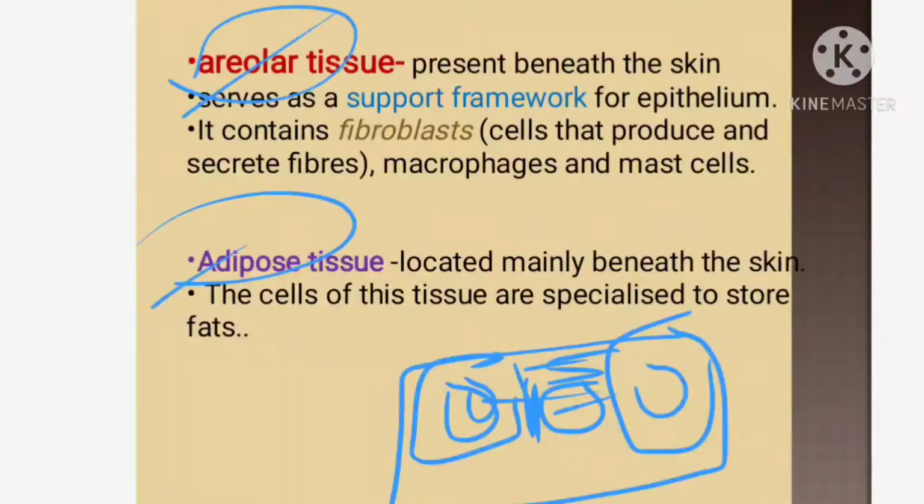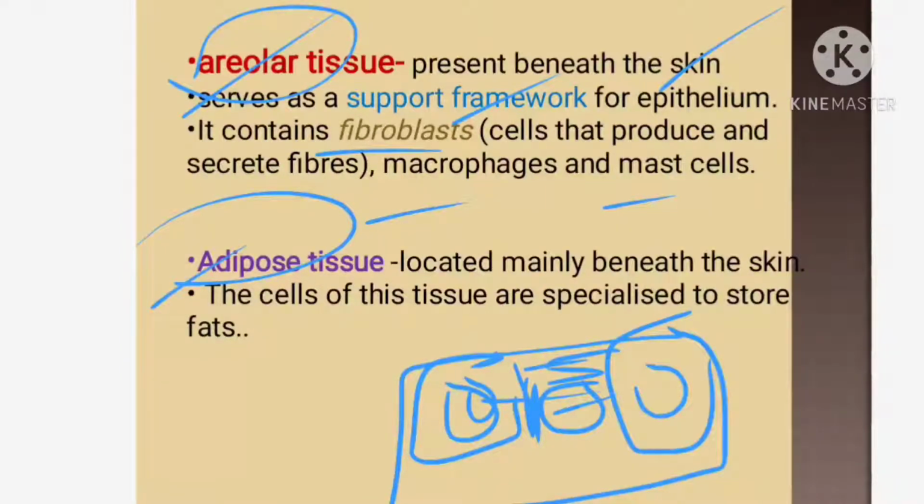Now moving on to the next. So areolar tissue, I hope it is clear, is present beneath the skin. It is a supportive framework for epithelium. Yeah, epithelium is attached to this areolar tissue. And what does it contain? It contains fibroblast, macrophages, mast cells. Okay. So these are fibers which help as packaging material.